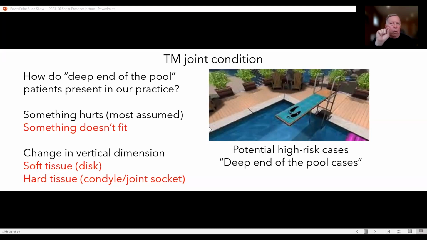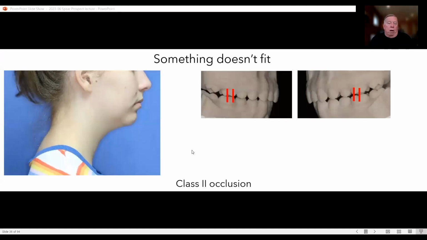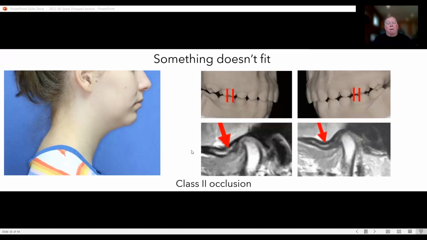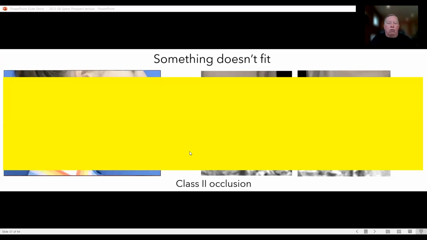The earliest way to pick this up is that something doesn't fit. And usually it's a change in vertical dimension, either at the soft tissue or the hard tissue. So when it comes down to it, when we really talk about things that don't fit, the most common thing in occlusion that doesn't fit is the class 2 occlusion. Take a look at Isabella. She's 13 years old. Look at the retrognathic mandible. Right off the bat, we know the mandible's not projecting out far enough. And now when we look at the imaging, we can understand why, because we have a lack of soft tissue protection while the bone's growing.